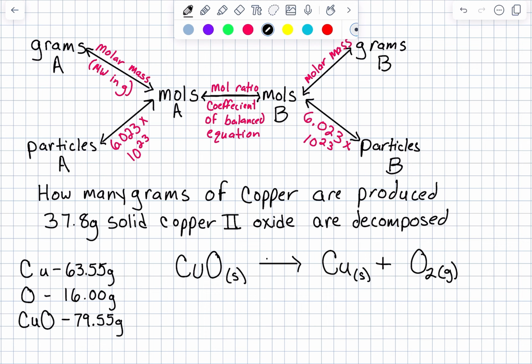And so there we go, there's our equation. Let's go ahead and balance it real quick. I have 2 oxygens in my products, so I need 2 oxygens in my reactant. Now that I have 2 coppers on my reactant, I need 2 coppers on my product. And so there's my balanced equation.